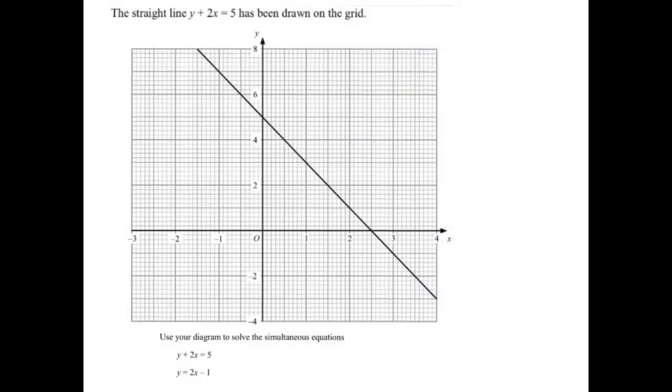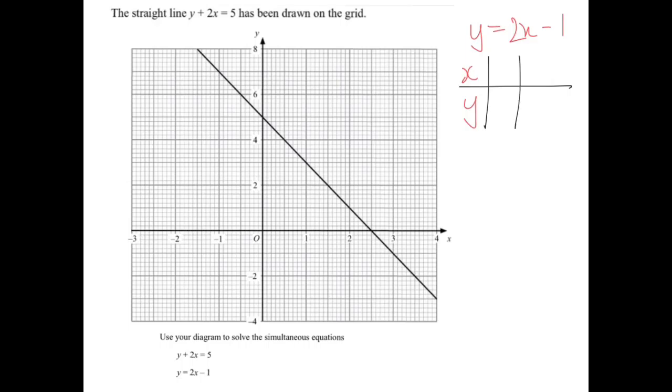In this next problem, we're asked to solve two simultaneous equations, and one of them is already drawn for us. The line y plus 2x equals 5 is drawn here for us. But we want to draw also the line y equals 2x minus 1. And so, as we've seen before in other videos, to do that we need to make a table. So my x values and my y values.